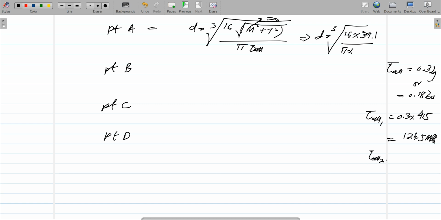So tau allowable 2 equals 0.18 of sigma u, and sigma u is 620. So the answer is 111.6 megapascal. Because of the lesser value of this, we have to use this value, which is 111.6.